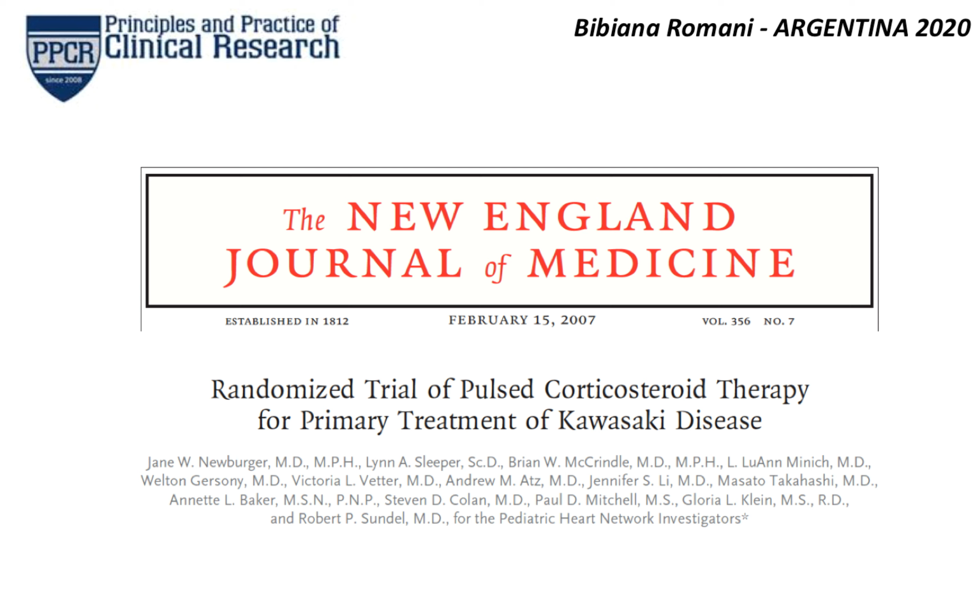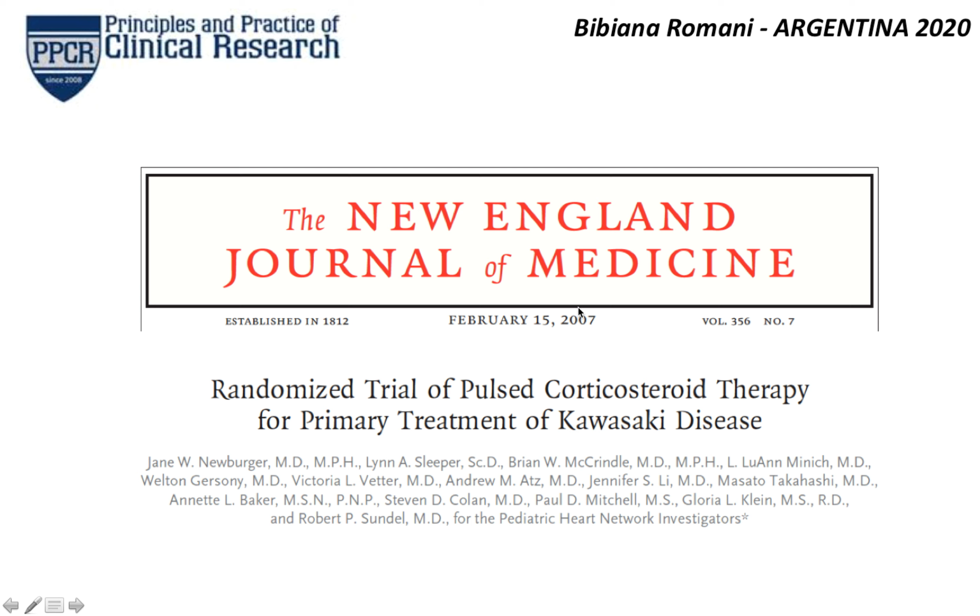Okay, hi everyone, so I'm Bibiana, and today for this bonus 2 assignment I decided to go with this trial, which was a randomized trial of pulsating corticosteroid therapy for primary treatment on Kawasaki disease.